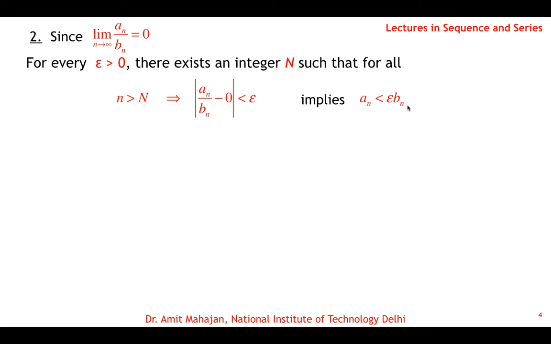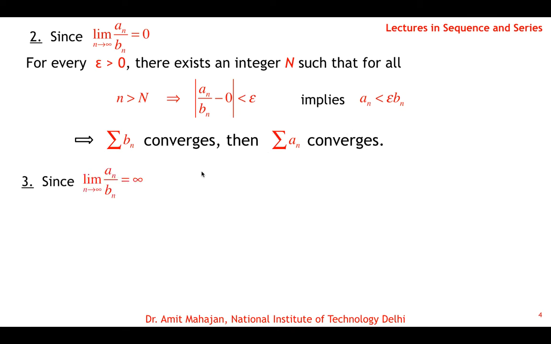So epsilon times series Bn is also convergent, and the an's are smaller than this. So the series of an is convergent by the comparison test. Okay, so a bigger series converges, a smaller one also converges. So this implies the second result: if the series Bn converges, then the series An also converges.